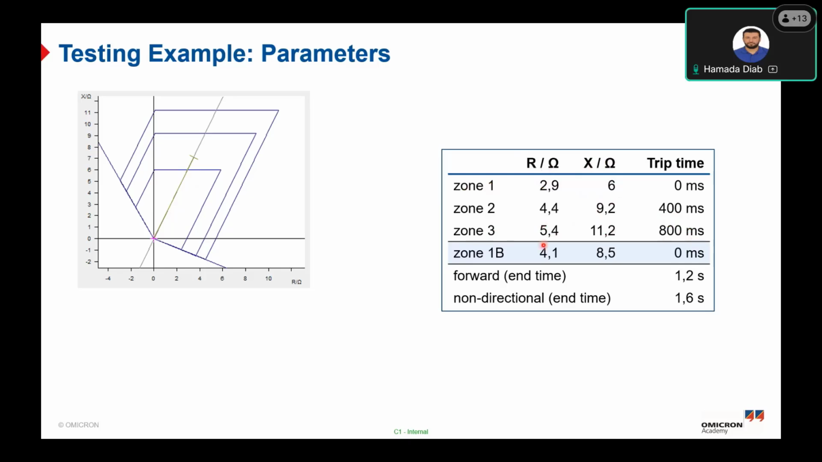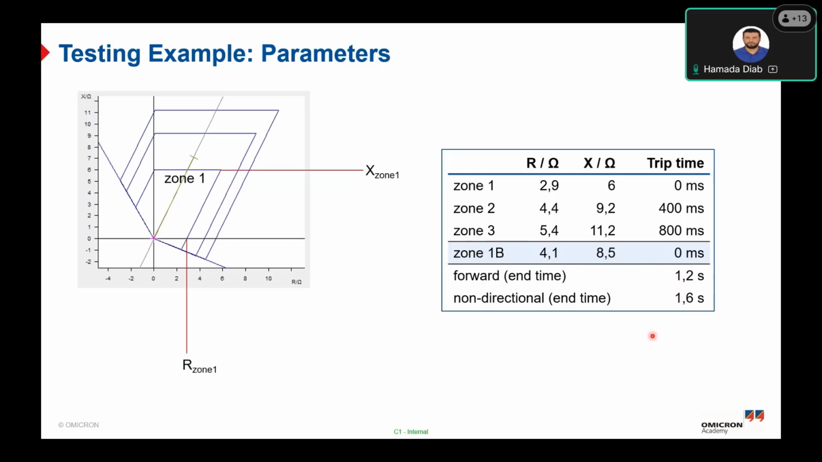If you have an extended zone, which can be Z1B in dotted lines, it will be equal to 4.1 ohm, 8.5 ohm, and 0 milliseconds, but it will be activated occasionally based on the manual close command of the switch on to fault. Also, we can have a forward zone and a non-directional zone with different trip times.